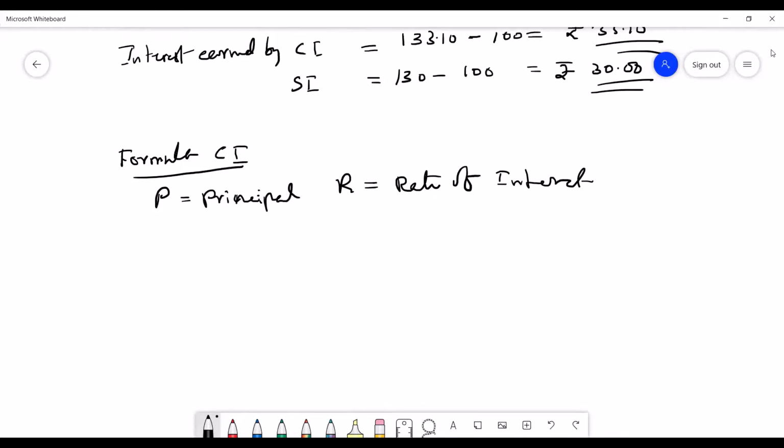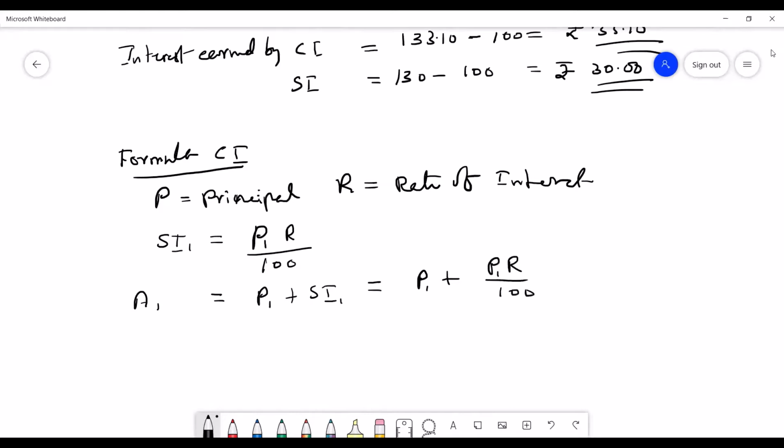Then let us consider P1 is the principal amount for the first year. As per simple interest for the first year, it will be P1 R divided by 100. And the amount, by adding the simple interest of the first year, will be P1 plus SI1, that is P1 plus P1 R divided by 100.